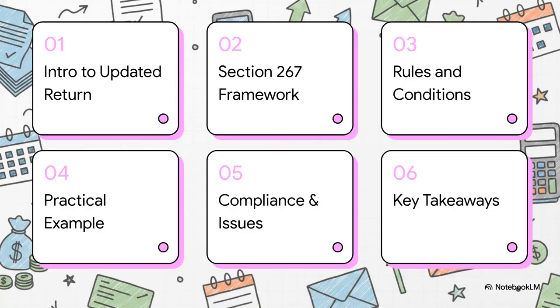Here is our roadmap for today's explainer. First, an introduction to updated returns. Second, the legal framework of Section 267. Third, the detailed rules and conditions. Fourth, a practical taxation example. Fifth, compliance and common issues. And finally, a summary of key takeaways.